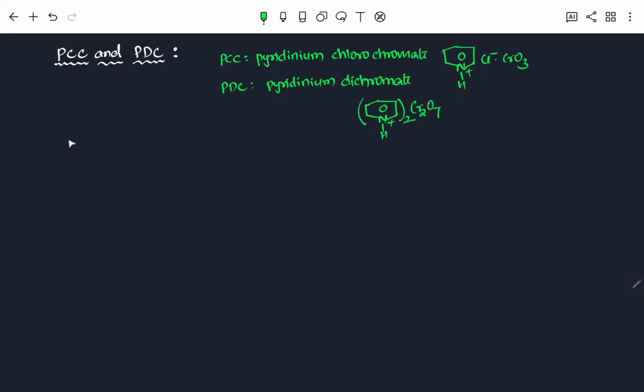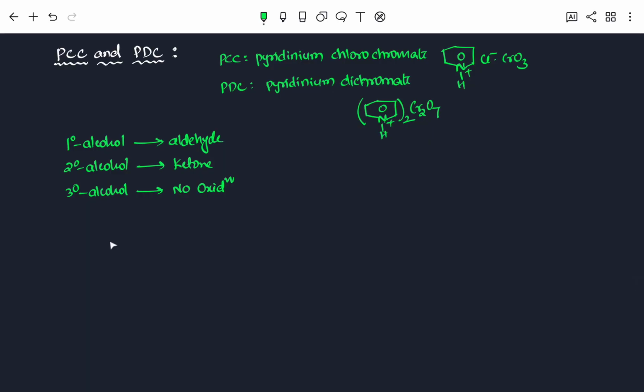So when we are using these reagents, primary alcohol will be converted into aldehyde. Secondary alcohol converts into ketone. Tertiary alcohol, no oxidation. Tertiary alcohol, no oxidation. Now we are discussing the exception.